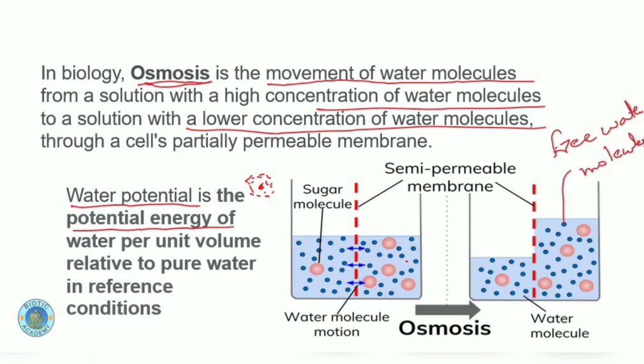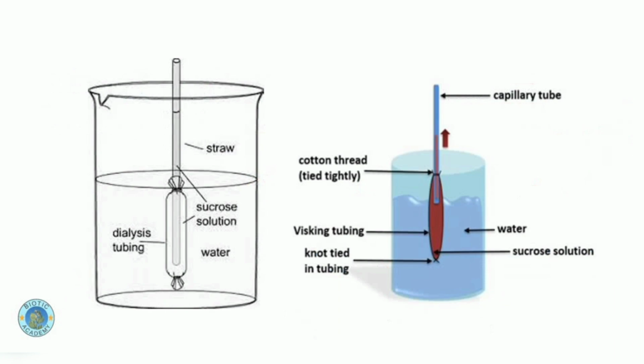You can see over here that two solutions of different concentration are separated from each other, and the movement of water molecules can be seen from high water potential to lower water potential until the free water molecules become equal on both sides. Now you can see this phenomenon with reference to this apparatus where we are using a whisking dialysis tubing. This is basically a membrane which is used in order to separate two solutions, two liquids.